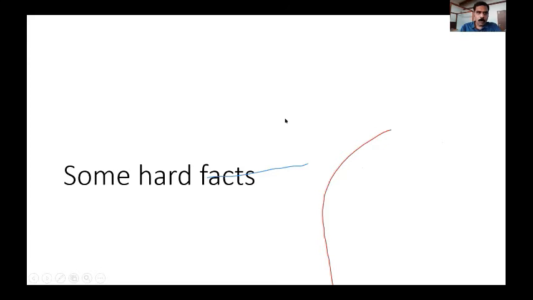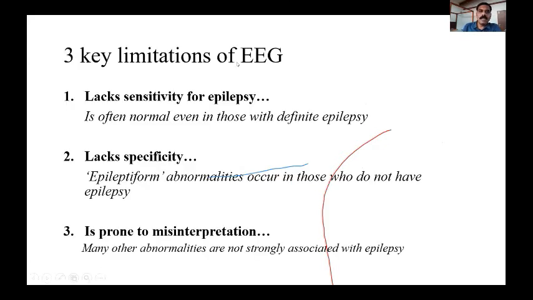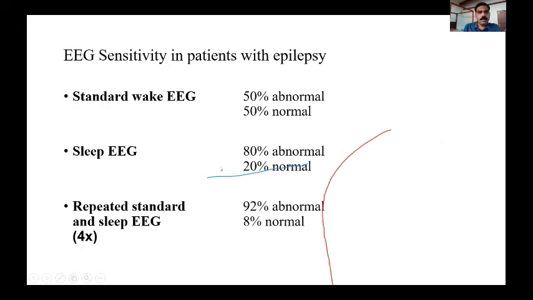So just to conclude, it's important to note that EEG lacks both sensitivity and specificity. It is often normal even in children with epilepsy. It lacks specificity: you can see epileptiform discharges in normal children who do not have any epilepsy, and it is more prone to misinterpretation. If you do a standard awake EEG, 50% of children with epilepsy can have a normal record, but if you do a sleep EEG, the abnormality is in 80%. So always ask for a sleep deprived, sleep induced EEG.